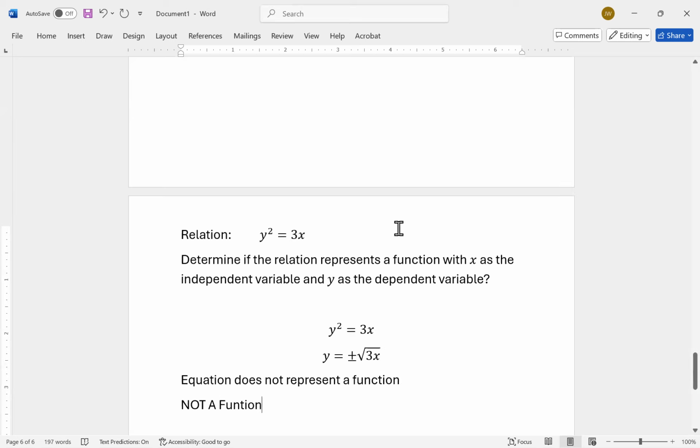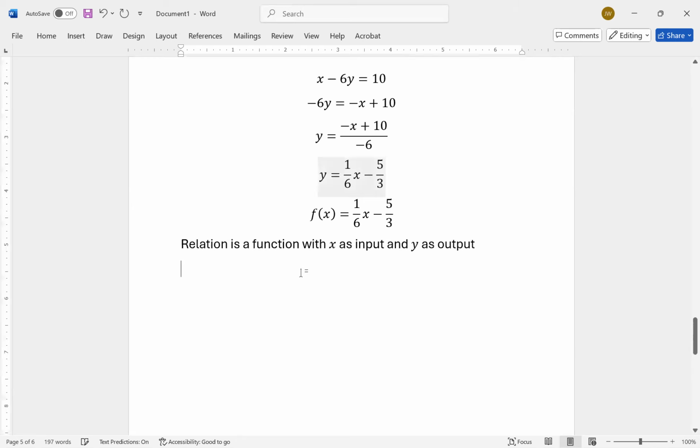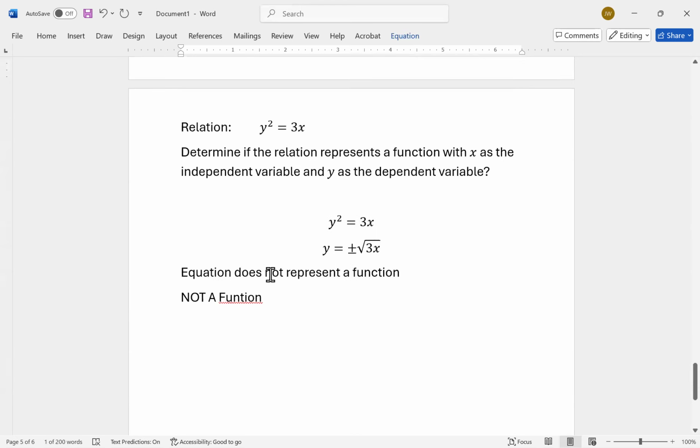Whereas the previous one, we'd have that this relation is a function. So we got y equals a single expression in this one, so the relation was a function. In this one, we got y is equal to maybe two expressions, so that means the equation is not a function.